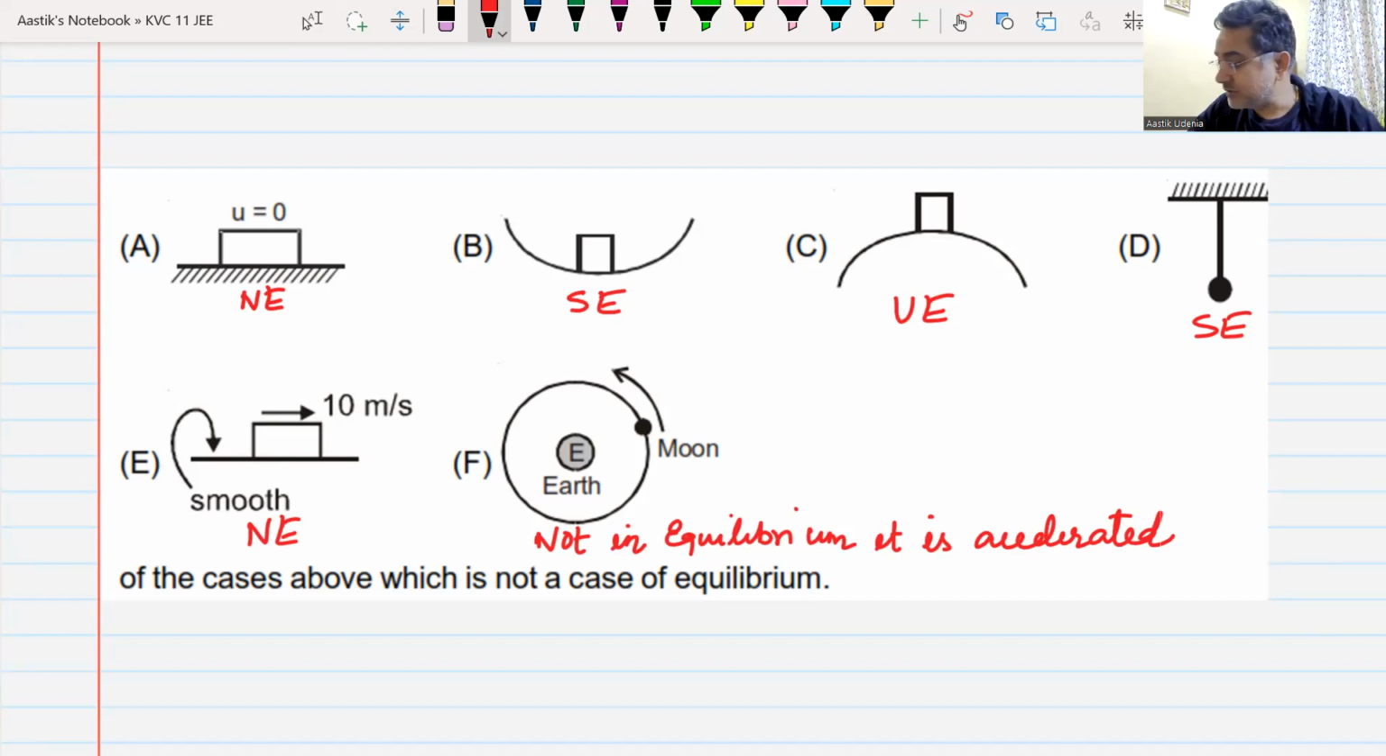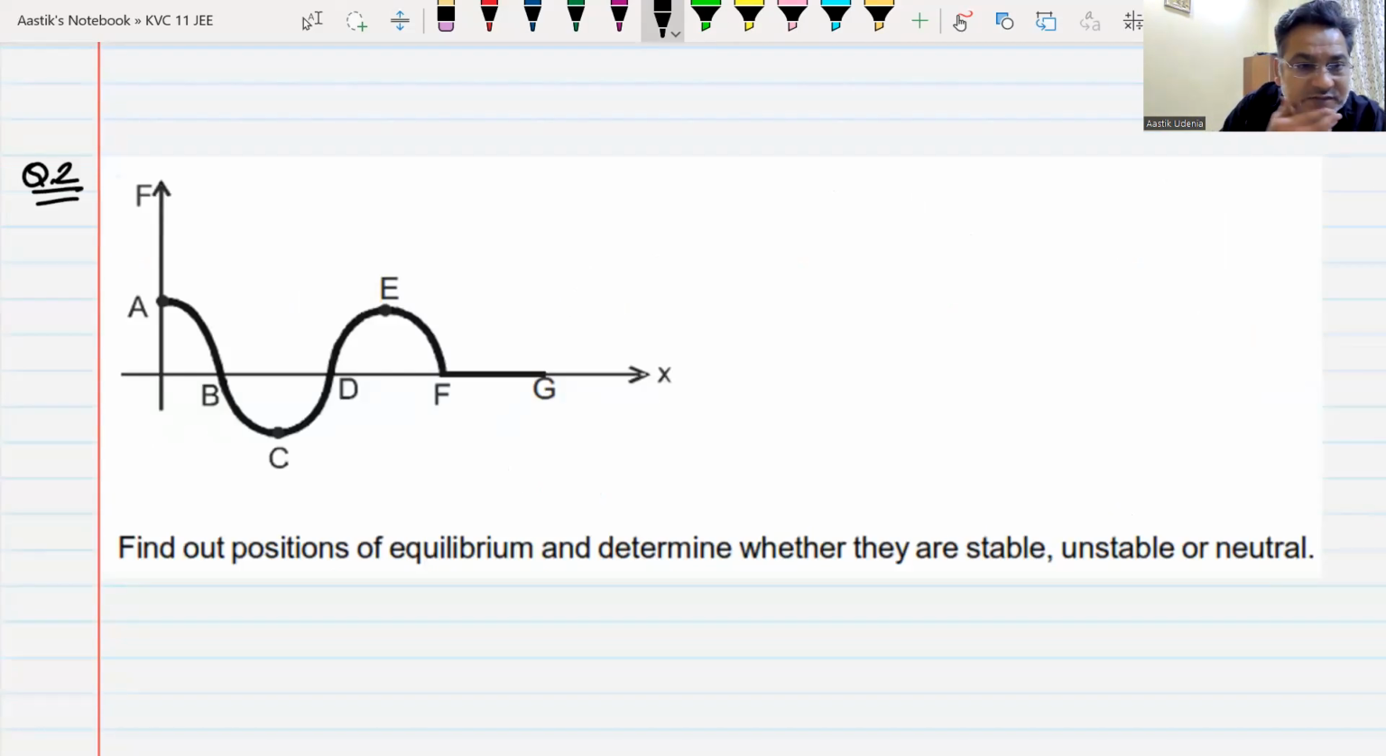Can we move on to the next question? Question number 2. Find out the position of equilibrium and determine whether they are stable, unstable, or neutral. Which are the points of equilibrium? This is, remember, a force-displacement graph.